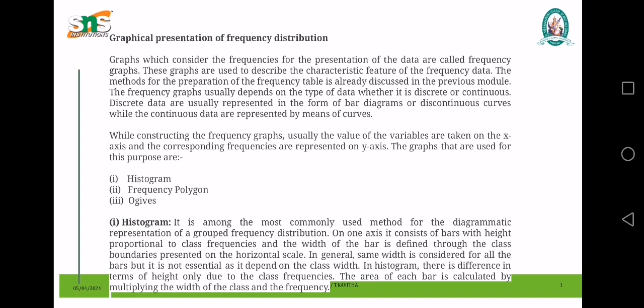The graphs that are used for the purpose are histogram, frequency polygon, and ogive. Histogram is among the most commonly used methods for the diagrammatic representation of a grouped frequency distribution.